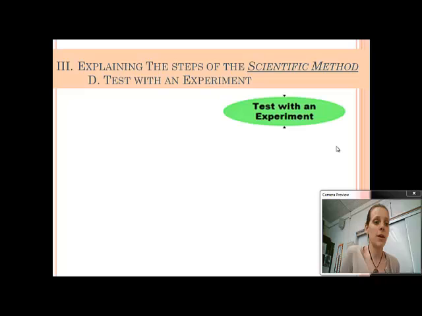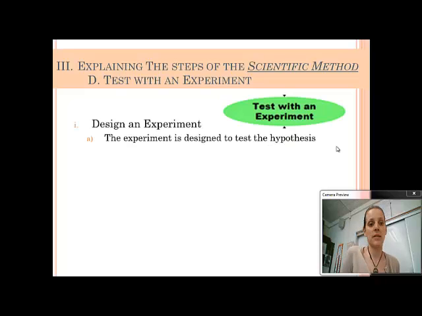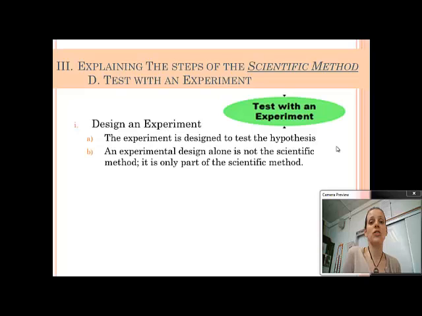Alright, so you have your hypothesis. You're now ready to design your experiment. Before you can test an experiment, you have to design it. The experiment is designed to test the hypothesis that you have come up with. An experimental design alone is not the scientific method. It is only part of the scientific method. It is one step of the scientific method.